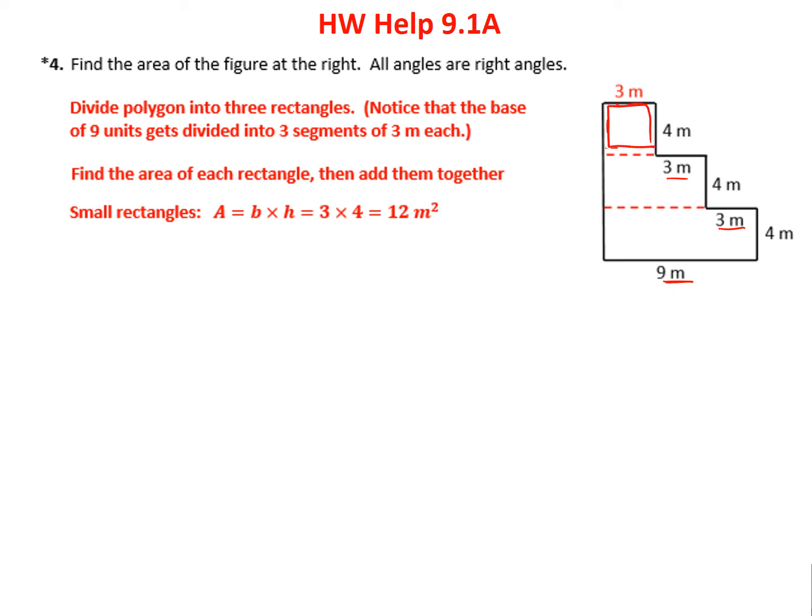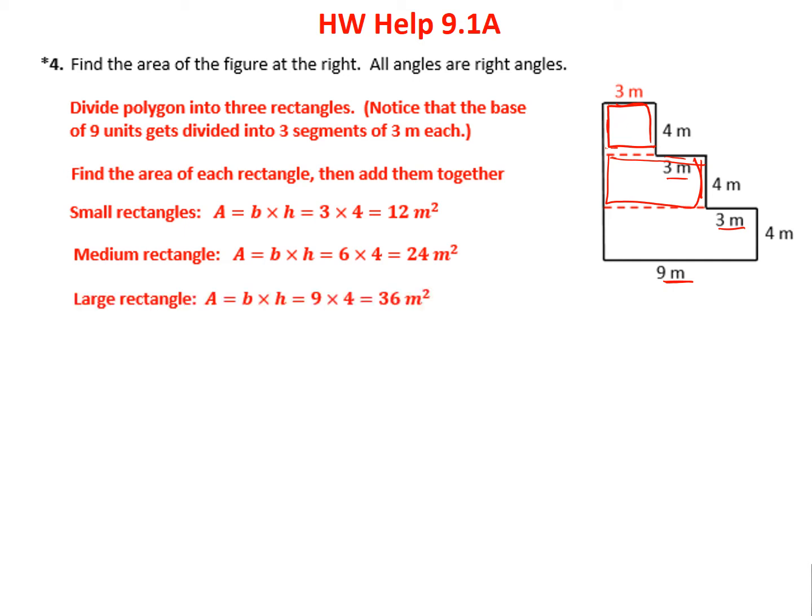My first rectangle here is 3 times 4, or 12 meters squared. The second one, notice I have 4 here, but here I have 3 and 3, so this is actually 6. So 4 times 6 is going to be 24 square meters. And then my last one is 9 times 4, 9 here and 4 up. So 9 times 4 is 36 meters squared. And so the total area, we just add them together. So 12 plus 24 plus 36, and our answer is 72 square meters.